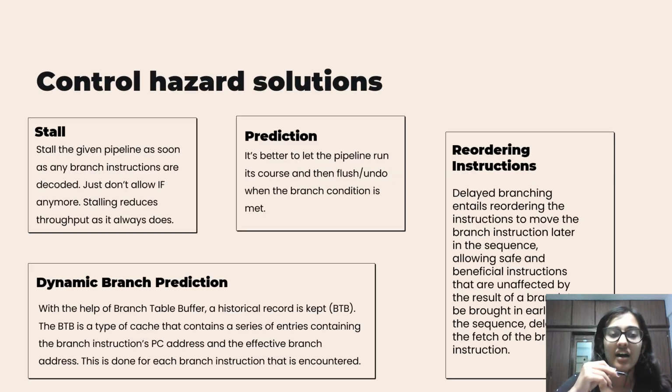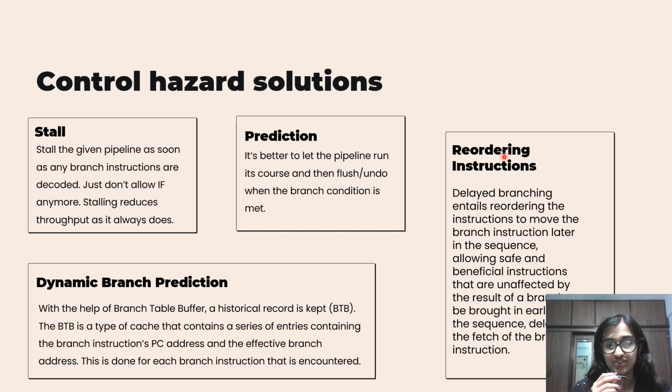So the control hazard solutions that we have are of 4 types: stall, prediction, dynamic branch prediction, and reordering instructions. Stall and prediction are both very easy to understand, so I won't go into depth with the two of those, but dynamic branch prediction and reordering instructions need a little bit of explanation.